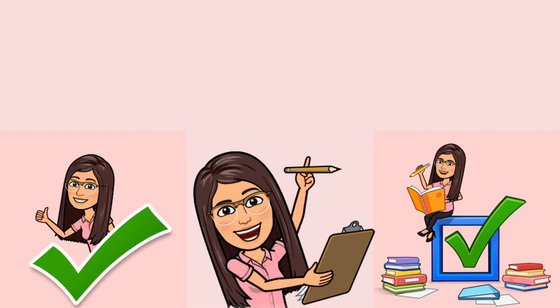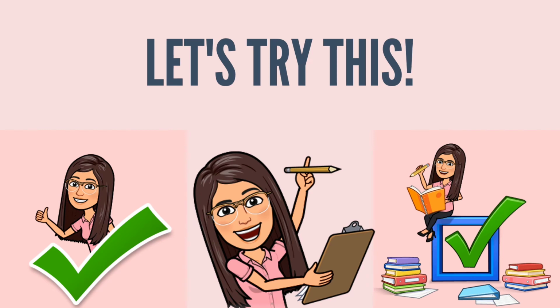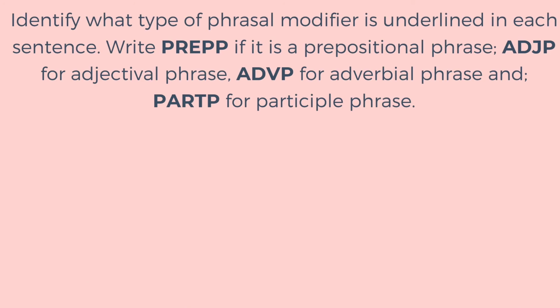Now that we're done, let's try this activity. Get a piece of paper and let's do this. Identify what type of phrasal modifier is underlined in each sentence. Write PREPP or prep if it is a prepositional phrase, ADJP for adjectival phrase, ADVP for adverbial phrase, and Part P for participle phrase. Are you ready?